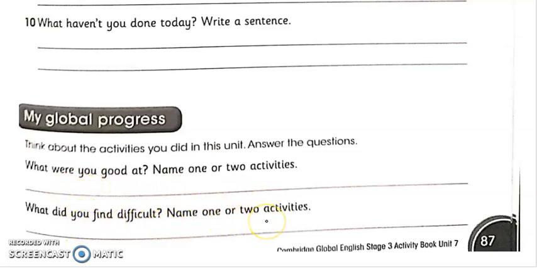What did you find difficult? Name one or two activities. Again, it's up to you. You can write any activity which you feel is difficult for you. Like you can say that I found adjective order difficult, or I found writing indirect object pronouns difficult, or any other activity that you feel you found difficult.